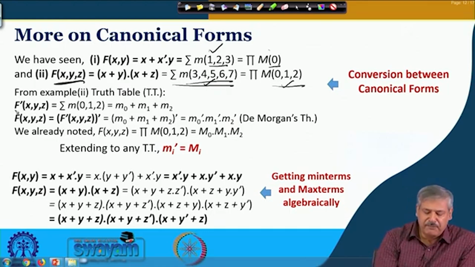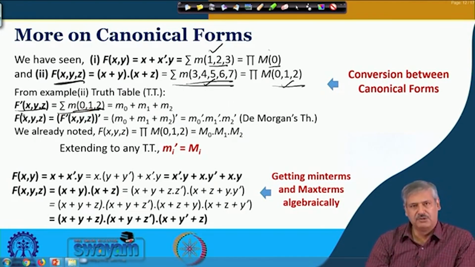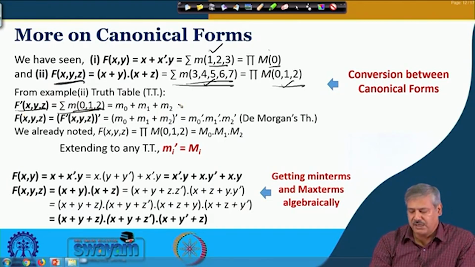So, f prime x y z, that is the complement of the x y z we had, will be having min terms 0, 1, 2. So, in the SOP form, the summation of these 3 min terms would be giving you the complement of f x y z, the way you have defined it in the truth table. So, you can write it in this way, m 0 plus m 1 plus m 2.